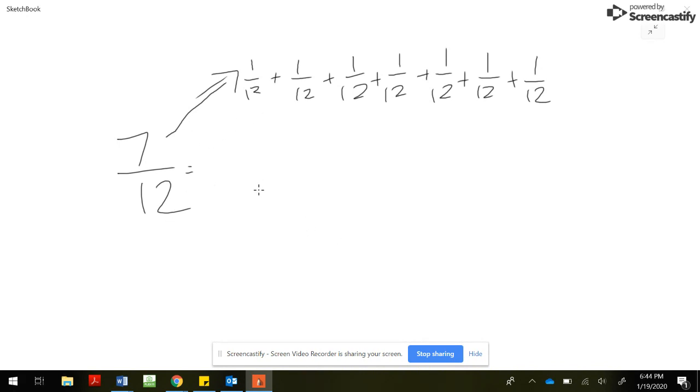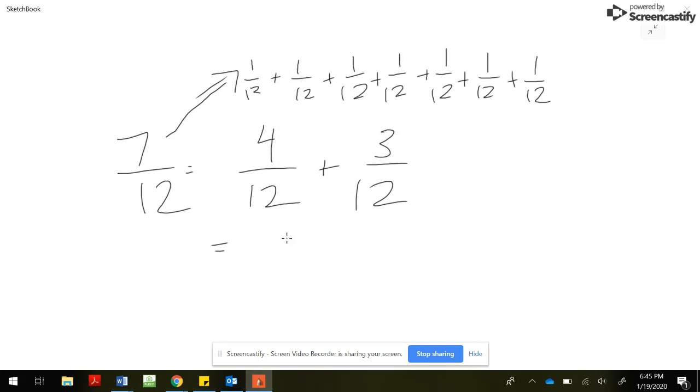The other way they'll ask is write the fraction as a sum of fractions. Usually they'll say like 2 or 3 different ways. So I'm thinking what plus what plus what plus what. I can do any combination as long as the denominator stays the same. And I get 7/12. So I'm going to do 4/12 plus 3/12.